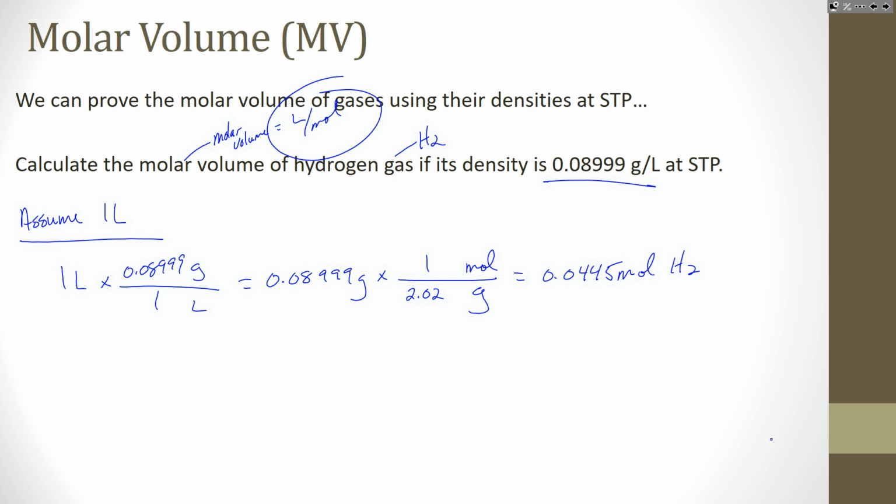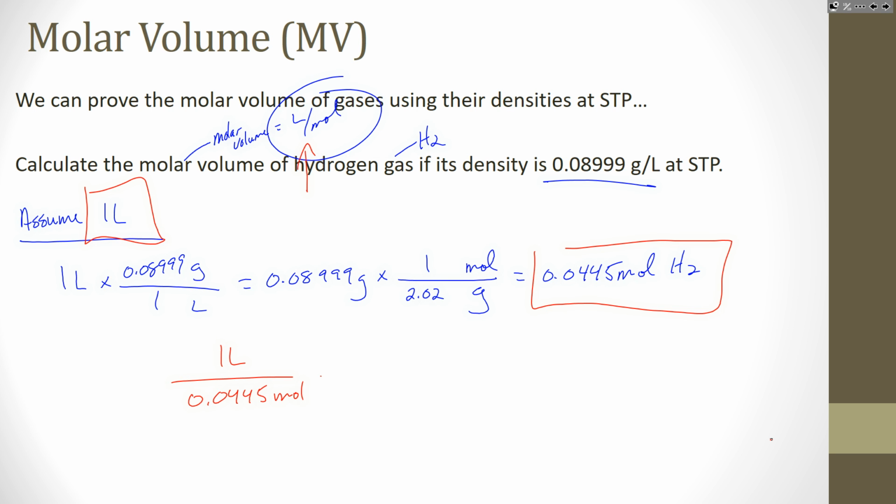Now, the question wants me to find liters per mole. Well, we just found out how many moles it takes to have 1 liter. So if we wanted the units to look like this, I'm going to take my 1 liter and divide by the number of moles it would have, 0.0445 moles. And if you look, liters divided by moles is liters per mole, and 1 liter divided by 0.0445 ends up being 22.4 liters per mole. And this is where that number can be derived from.